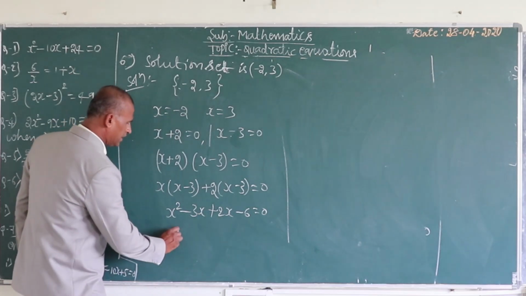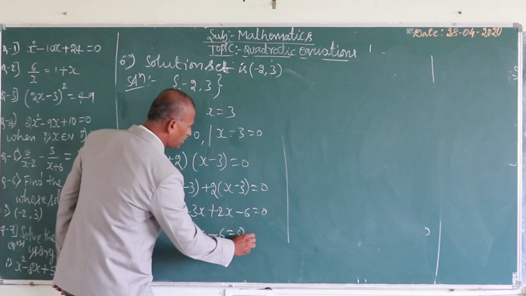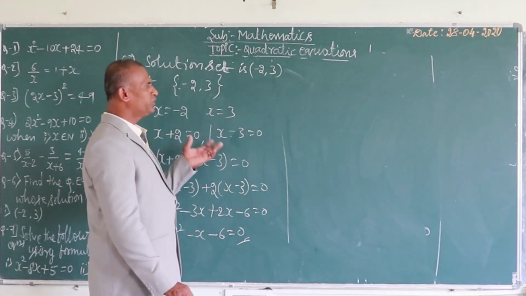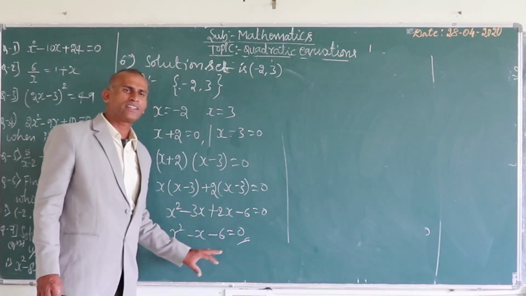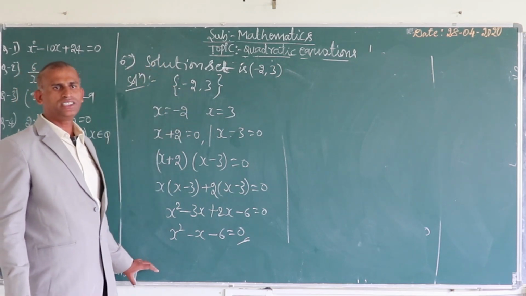Now x square minus x minus 6 equals 0. The given quadratic equation is this. By using the solution we have to find the quadratic equation. Before, they were giving it in this form, and by using this we were finding the solution.